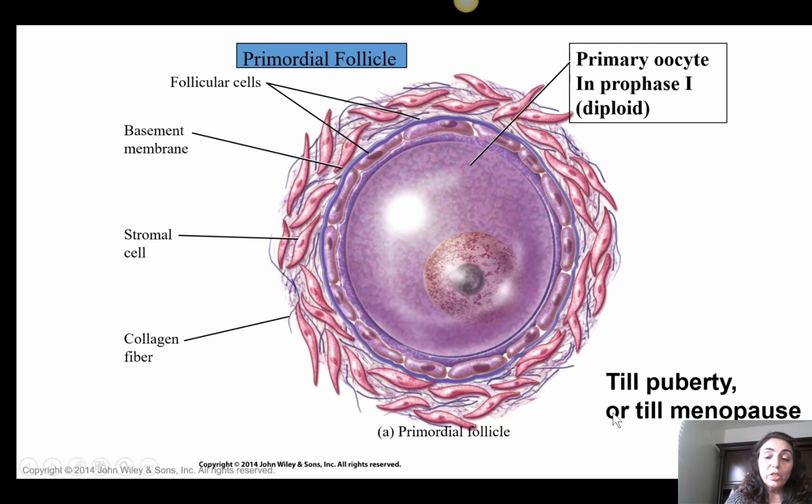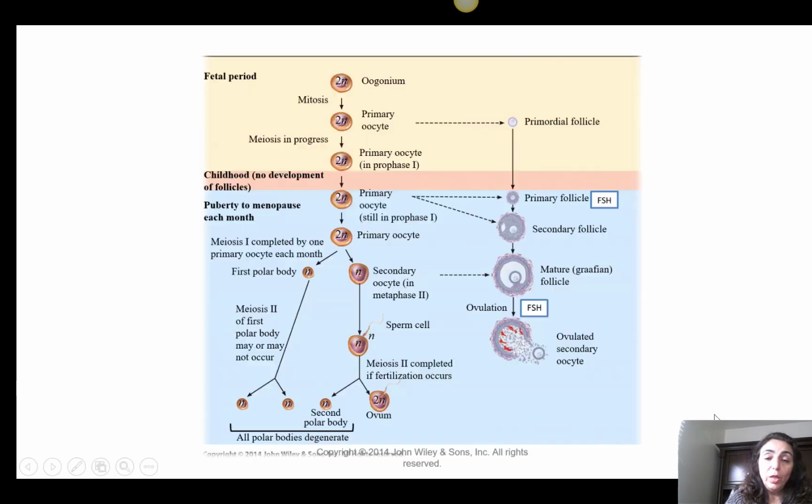The other thing I wanted to mention is that it may remain till puberty or till menopause. How? Getting back to this picture, the other difference between the male and female is that not all these primordial follicles after puberty become primary oocytes and then continue to get to the mature follicle.